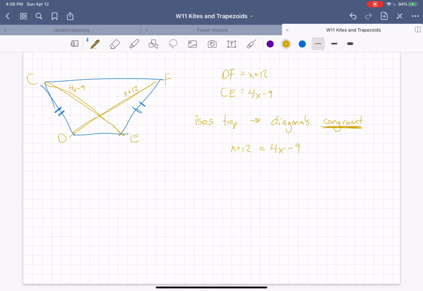So again, now that we have the equation set up, we just use what we know from algebra to solve for x. We can subtract x on both sides to get 12 is equal to 3x minus 9. Add 9 on both sides to get 21 is equal to 3x. Divide by 3 on both sides to get x is equal to 7. And then once we're done, we can plug it back in. So here we get 19. We don't even have to worry about it. Over here, we'll also get 19 because they have to be the same.